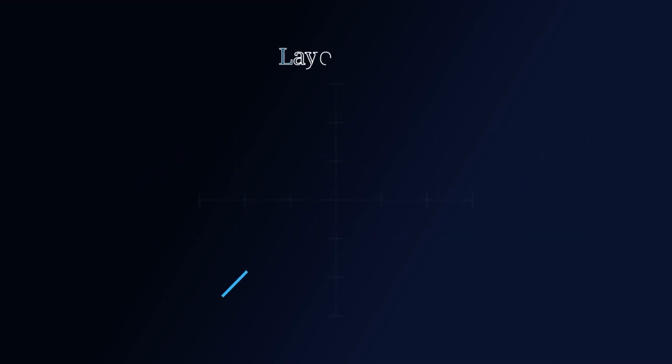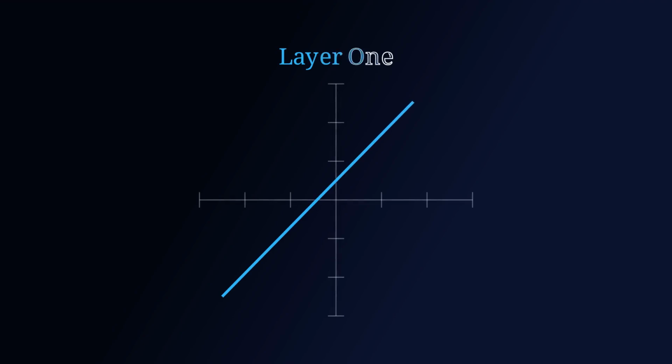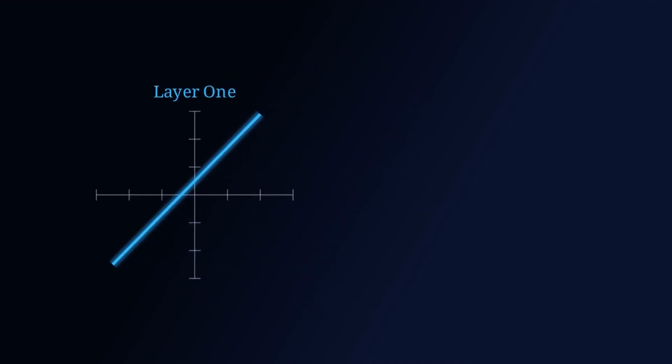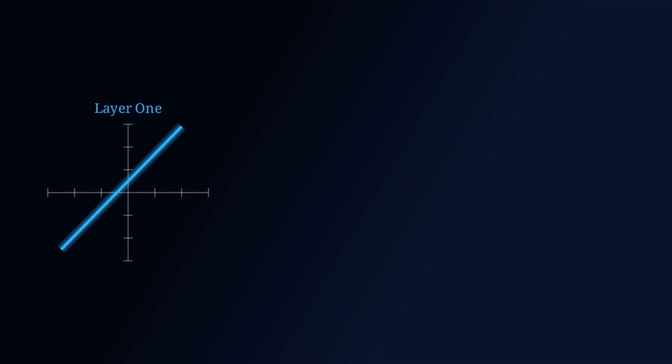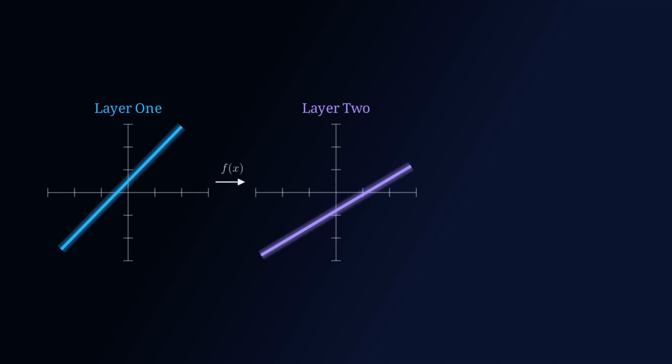Imagine a layer of our network. All it really does is take the input, scale it, and shift it. On our axes, that is just a line with some slope and some height. Now stack a second layer on top. It takes whatever the first layer produced and applies its own scale and shift. Surely 2 layers can do more than one. Let's actually watch what happens when we compose them.